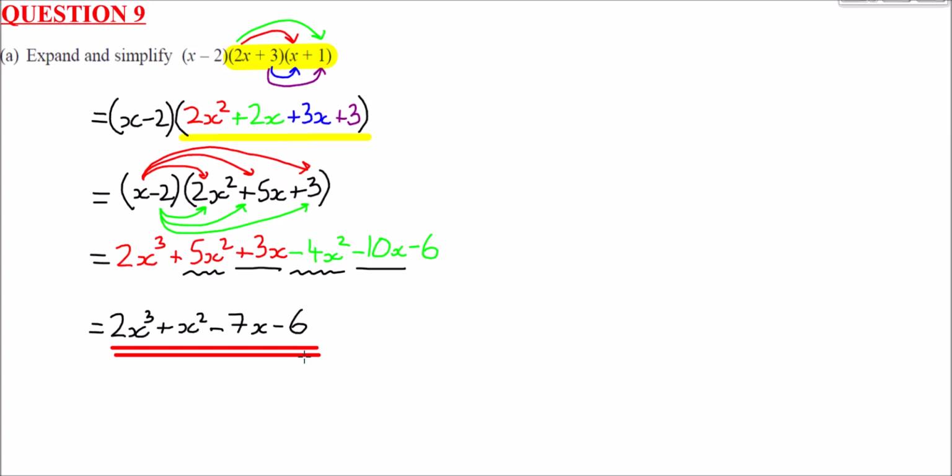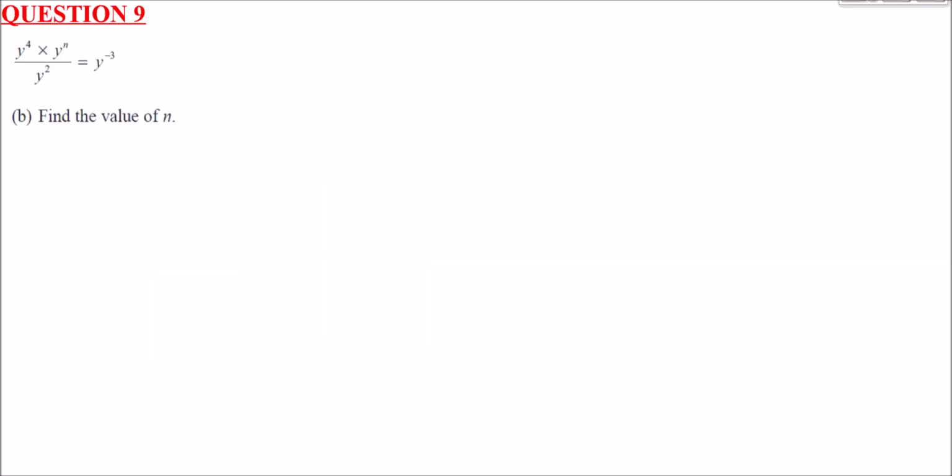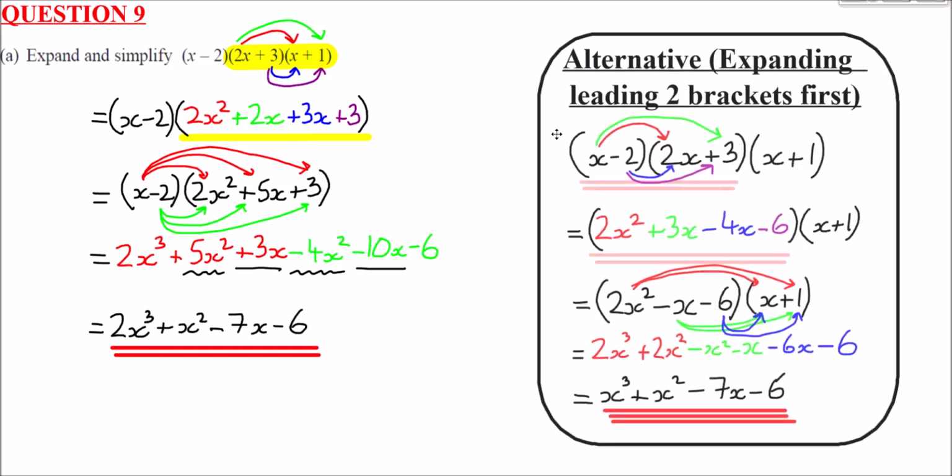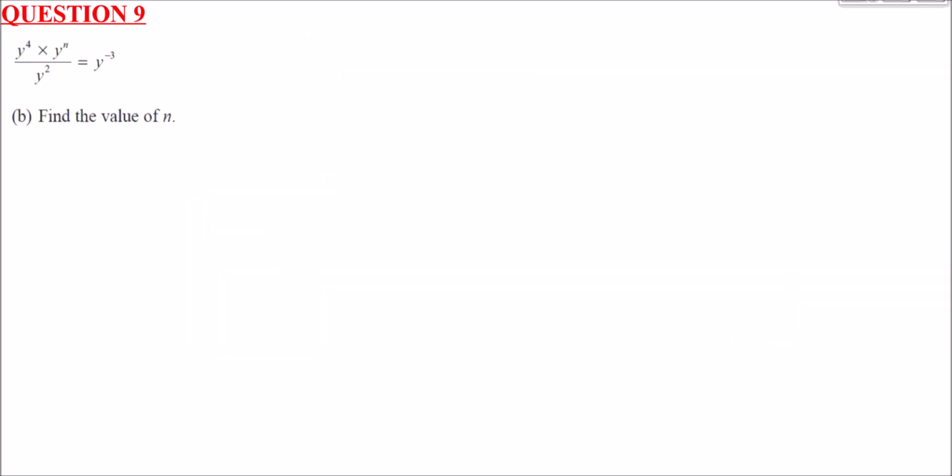However, I do know that's not the only way of doing it. So if, for example, you were of the opinion of trying to multiply the first two brackets first, here's what you should have got, if not something very, very similar. So if we multiply out the next two brackets, what we'd have is this. So that's if we expanded the leading two brackets first. Your answer would look something like this. Importantly, though, the final answer would be exactly the same as what we get if you multiply the last two brackets first. Let's have a look now at part B.